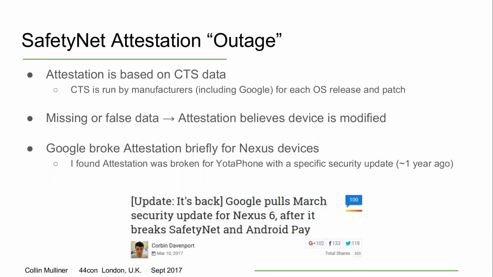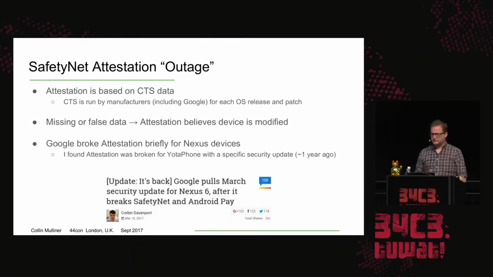Also, a little bit more interesting part: since attestation is based on CTS data, and CTS is run by manufacturers before they release an update or a patch or a phone, if this data is false or not up to date, of course the CTS test will fail and tell you, hey, your device has been modified. I actually found that on some Yota phone where I guess they rolled out a security patch and did not submit the CTS data. So on all of those patched devices this would just fail, because Google didn't have the up-to-date data. And actually Google did it themselves.